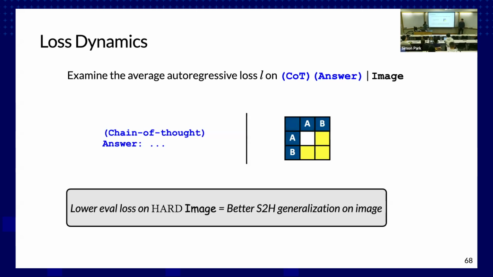So specifically, we look at the loss dynamics here. We look at the average autoregressive loss on the chain of thought tokens plus the answer token given the input image. And we note that lower evaluation loss on hard images is equivalent to better S2A generalization.